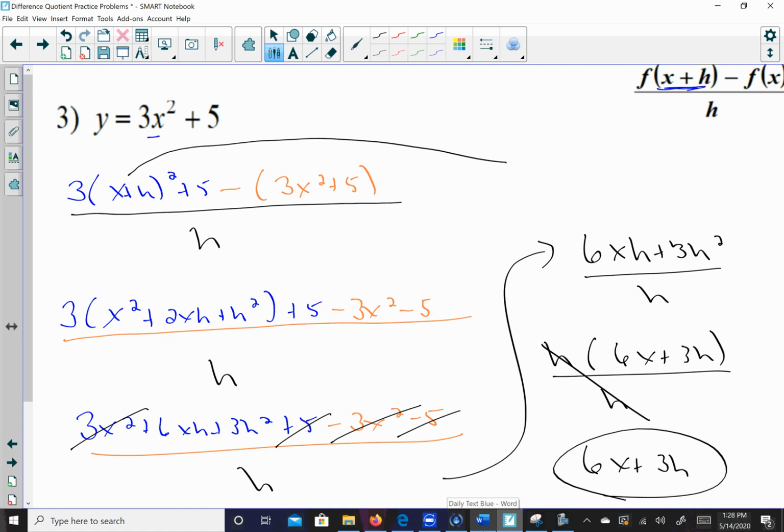Some things that you should notice is everything behind the original function, that should equal 0. You should be able to find the opposite term somewhere in the front, and that should all cancel out.